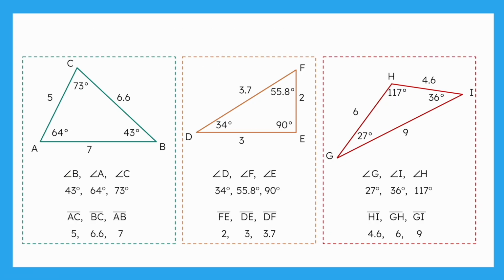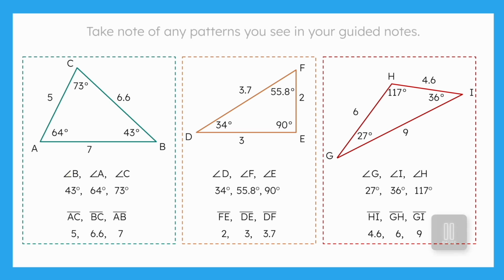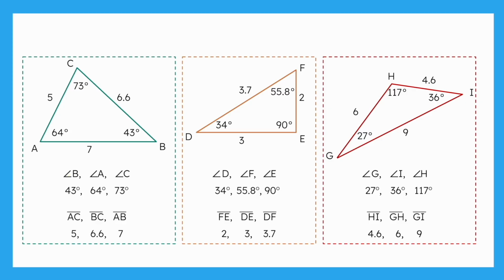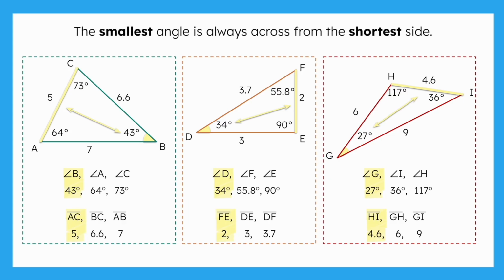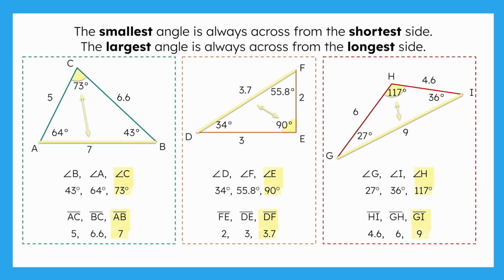Now that we have that sorted, do you notice anything interesting about the sides and angles? Pause and take note of any patterns you see in your guided notes. You might have spotted something I noticed too. The smallest angle is always across from the shortest side. And the largest angle? You guessed it, across from the longest side. This isn't just some neat trick. It's a rule that is true for every triangle.